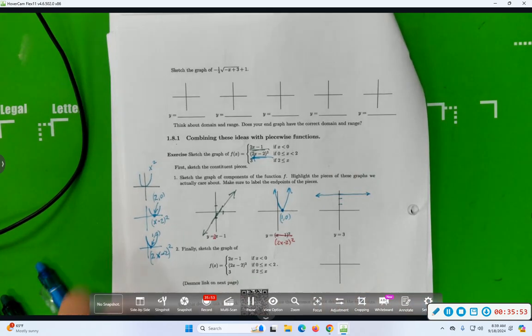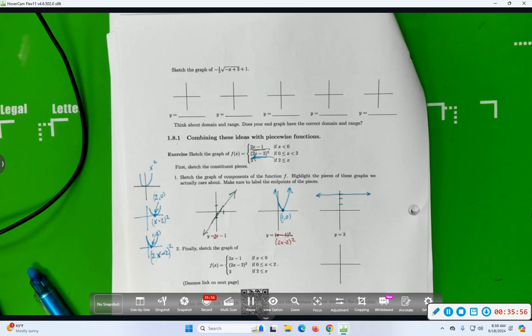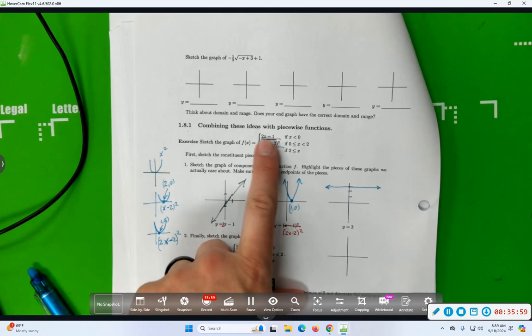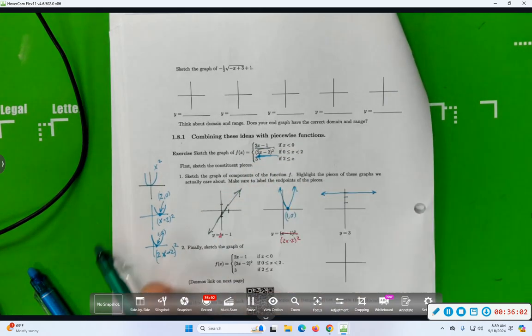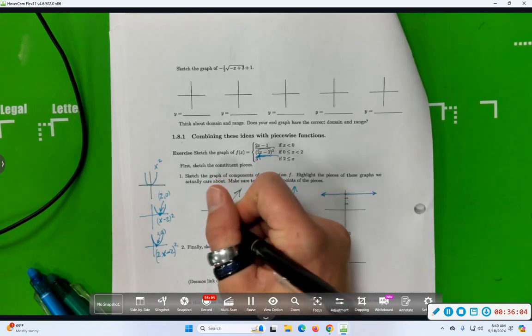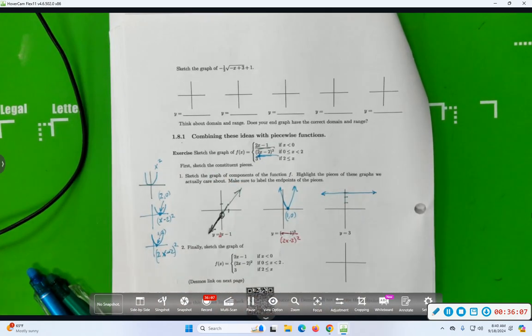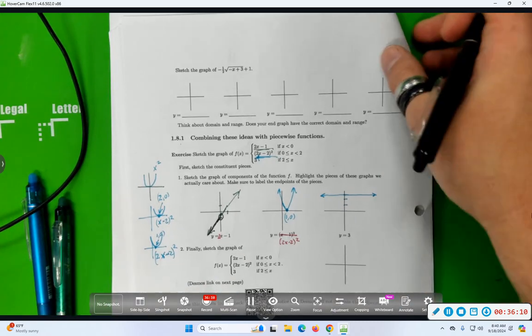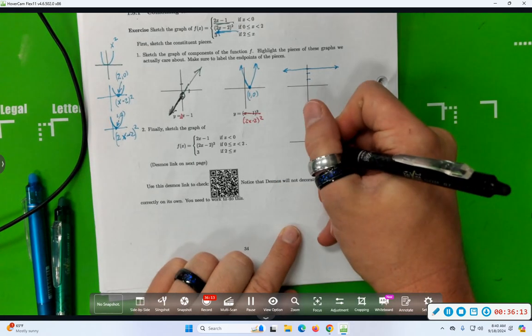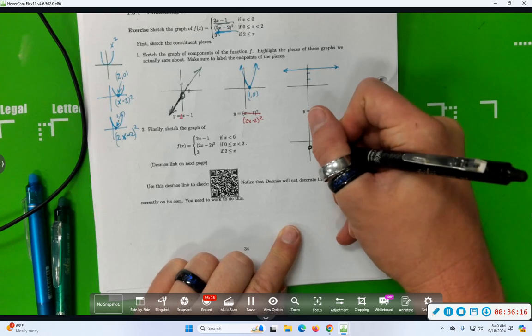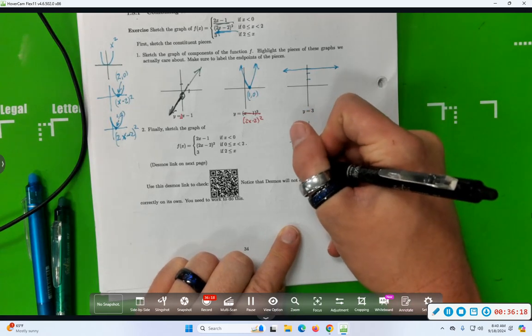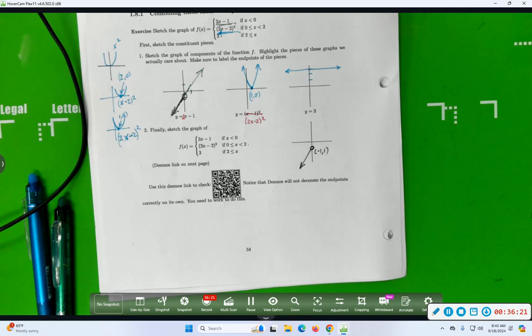Cool. So, now let's just highlight the portions that we actually care about. I care about 2x minus 1 when x is less than 0. So there's the portion of that I care about. So let's label that down here. Right here at the point, it looks like negative 1, 1. I see a straight line coming out with negative slope right there. So far, so good. Where do I care about the (2x minus 2) squared part of the graph? For what x values?